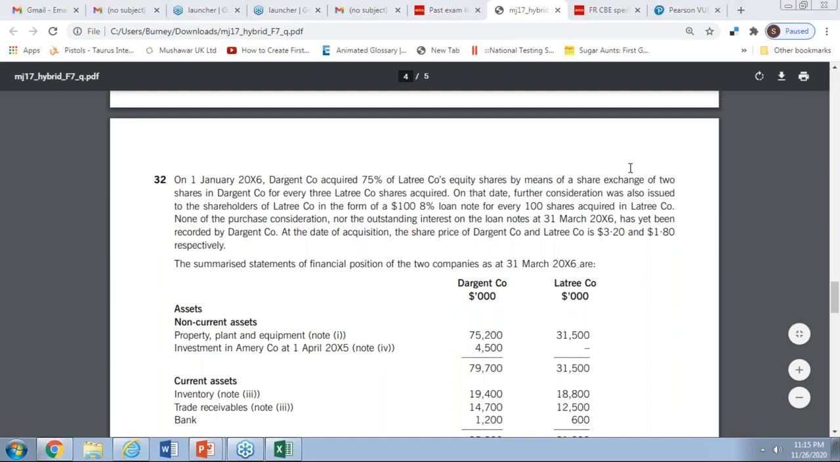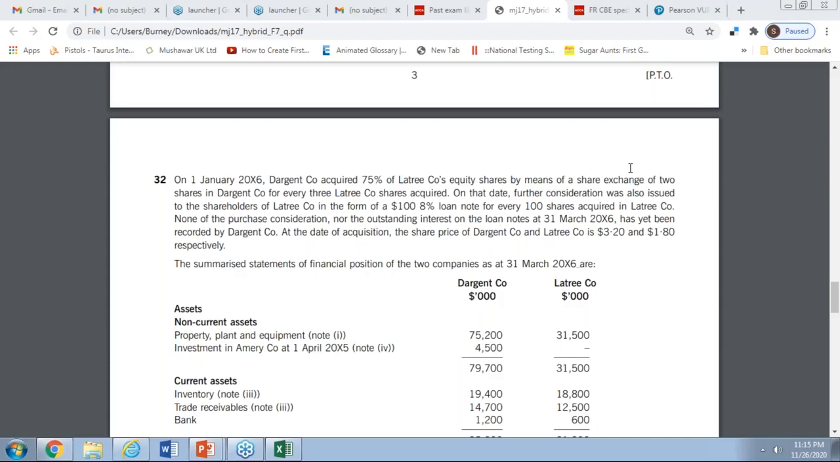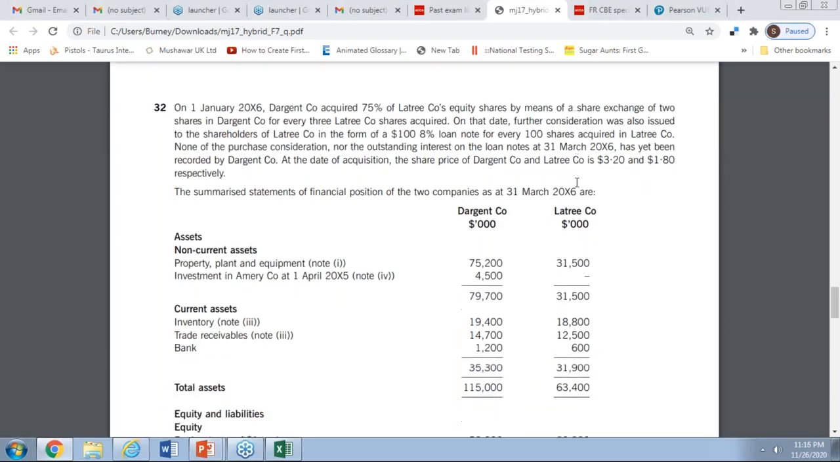Okay, so let's start this question. On 1st January 2006, Argent acquired 75% of Litri's equity shares by means of a share exchange of 2 shares in Argent for every 3 shares in Litri.